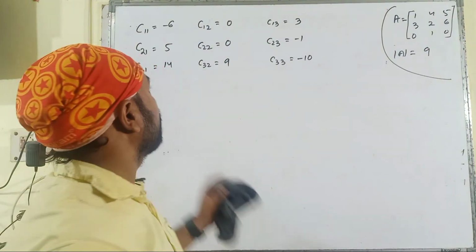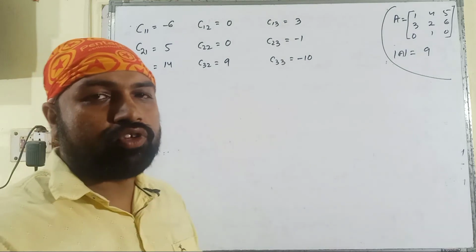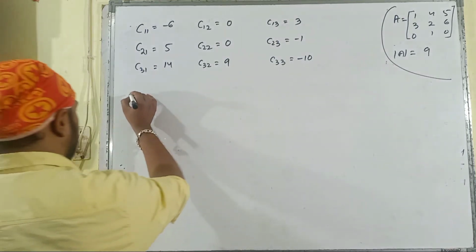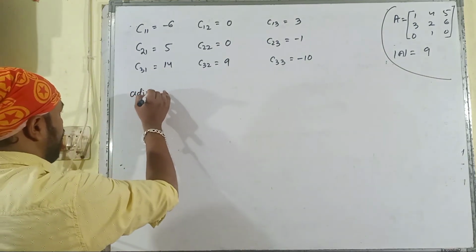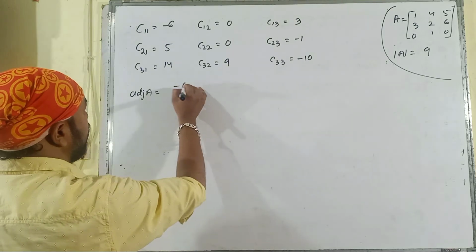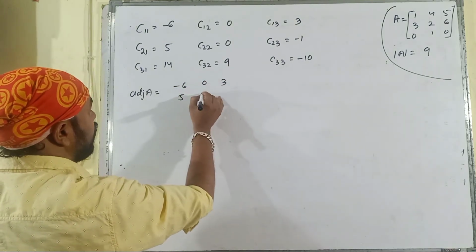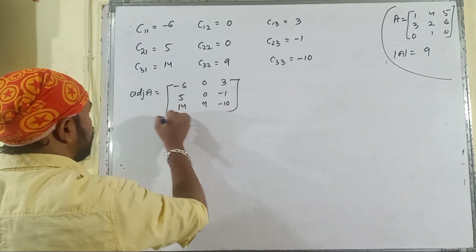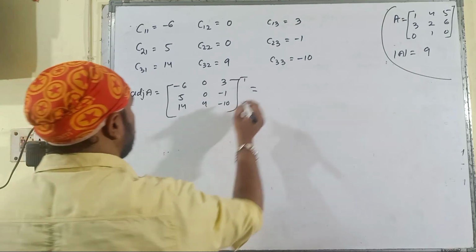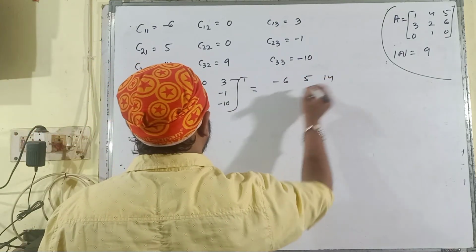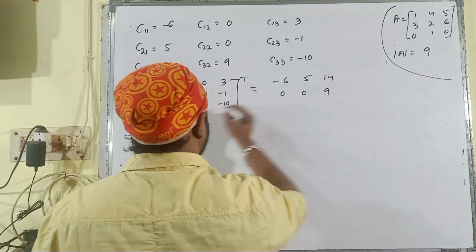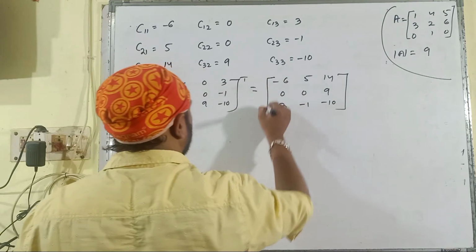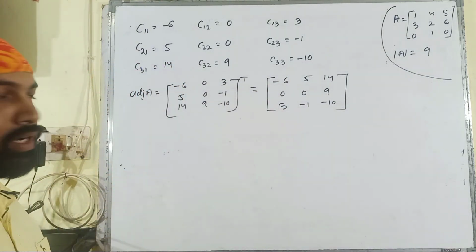After the calculation, I have evaluated the values of the cofactors of each and every element present in the given matrix A. Now we have to write down the adjoint of A. Adjoint of A is defined as [-6, 0, 3; 5, 0, -1; 14, 9, -10] transposed. Then adjoint of A will be [-6, 5, 14; 0, 0, 9; 3, -1, -10], and here it is the adjoint of the given matrix A.